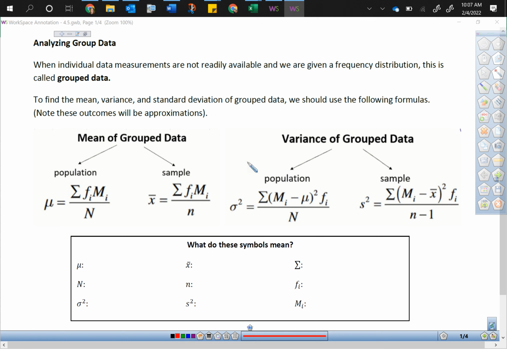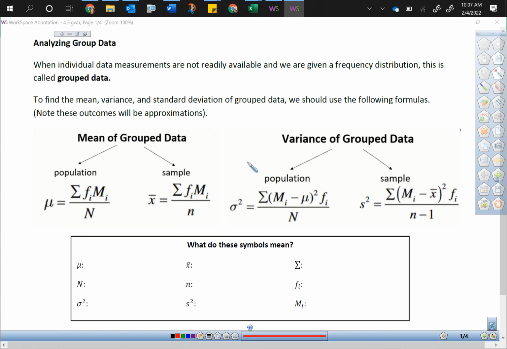Let's say they didn't give you the raw data. They didn't tell you this person likes brown, this person likes red, this person likes blue, this person also likes brown. They went ahead and compiled that into a frequency table. That's called grouped data. Now, there is still a way to analyze it. It just takes a little bit different approach.